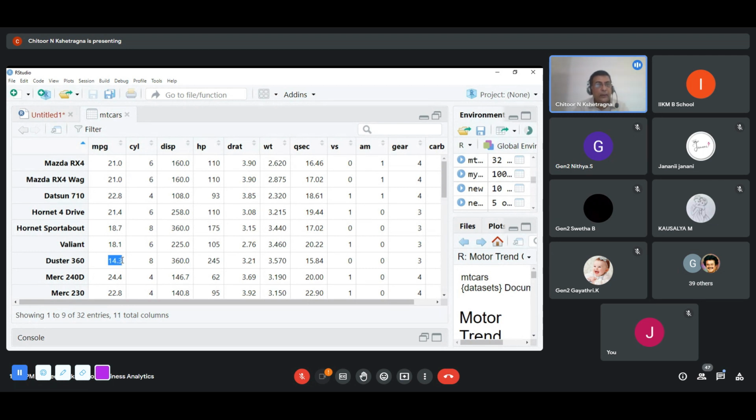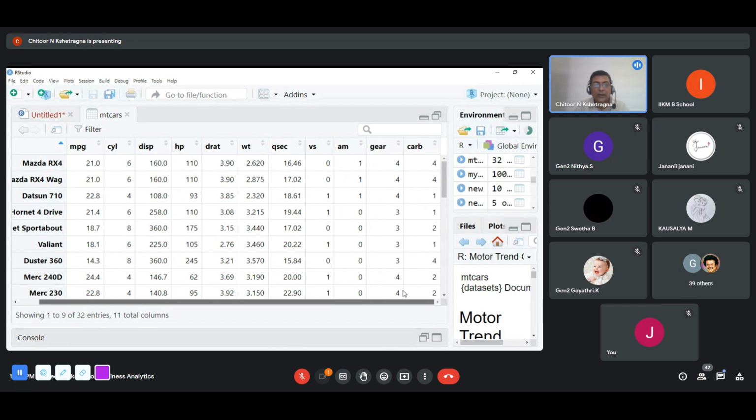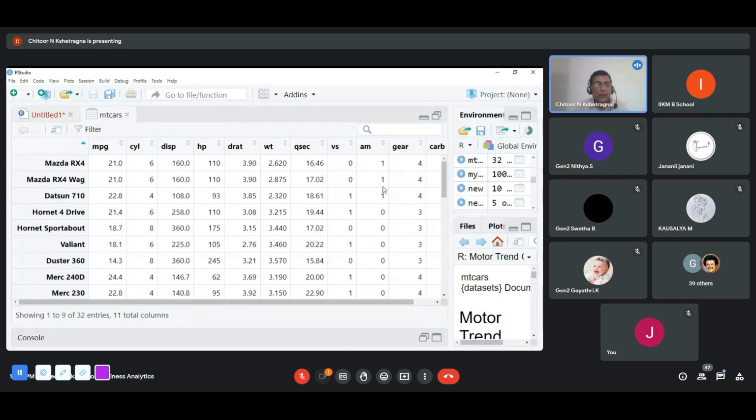How do we measure petrol in India? Liters. In USA, it's miles per gallon. For every gallon it gives 14.3. It's got 8 cylinders. Displacement is 360, that's technical. Right. Weight of the car is 3.57, in lbs. We use kilograms, it's lbs. Right. And then gear is automatic, AM is zero. Automatic transmission, gear, carburetor. A lot of technical details are here. Okay. So this is my data set.